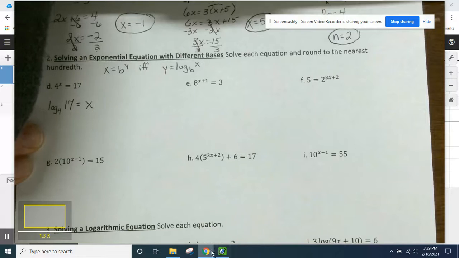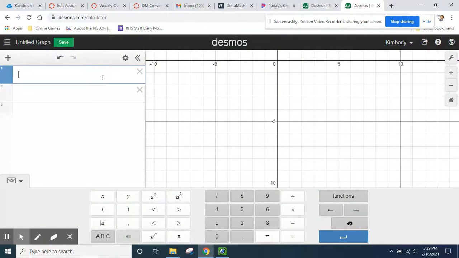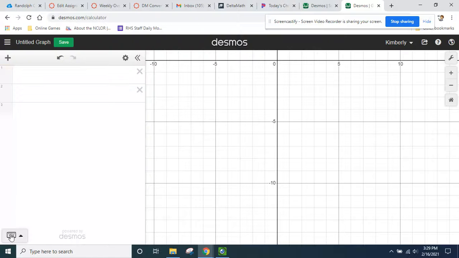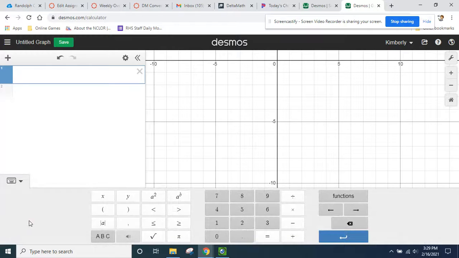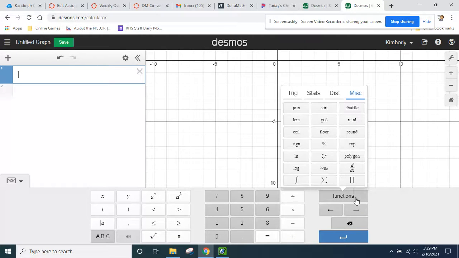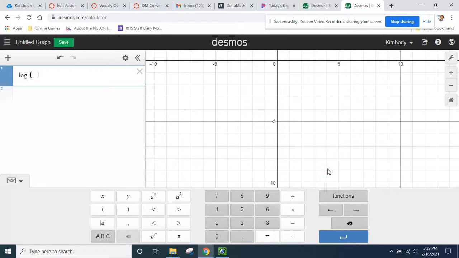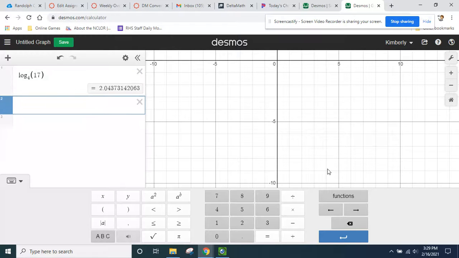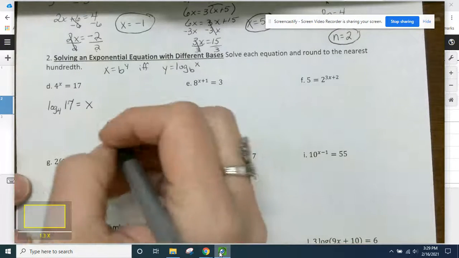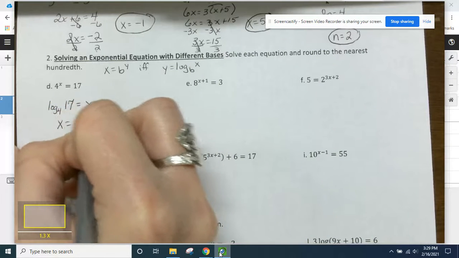So let's go to Desmos, and I'm going to show you where to get this. So down at the bottom of your screen, you'll notice that there's a keypad. You'll want to pull that keypad up. Then you're going to want to click on Functions, and then we're going to do this log base A because we need to do a log base 4. So log base A, and then you're going to put in 4, arrow over to where you're inside the parentheses, and put the number 17 and hit enter. We're rounding to the nearest hundredth, so that's going to be 2.04. So our answer here is x equals 2.04.